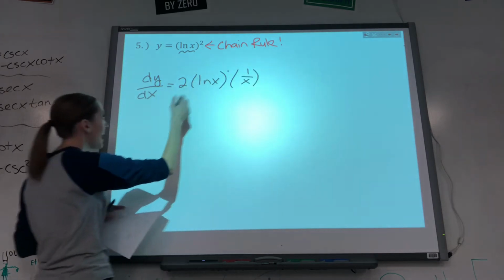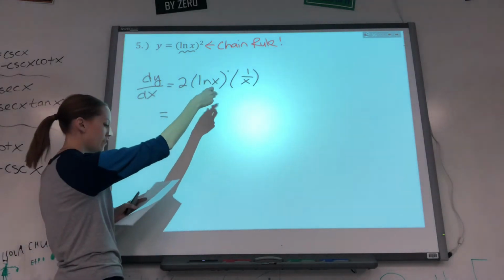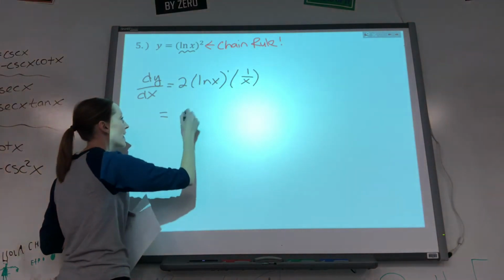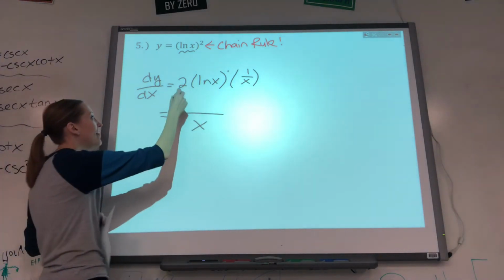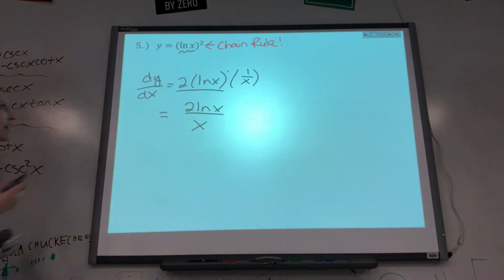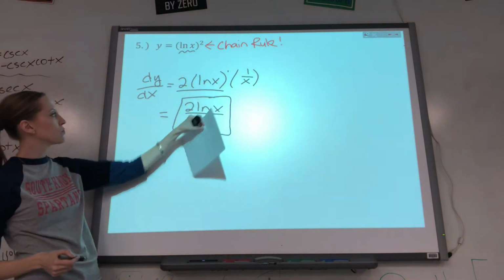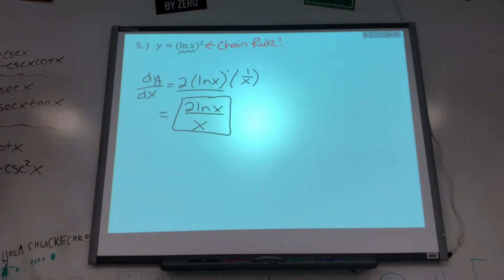1 over x. And so I would probably just leave this x on bottom, and then that stuff can just go on top. Again, you can't cancel those x's out because that x is with the natural log and the other one wasn't.